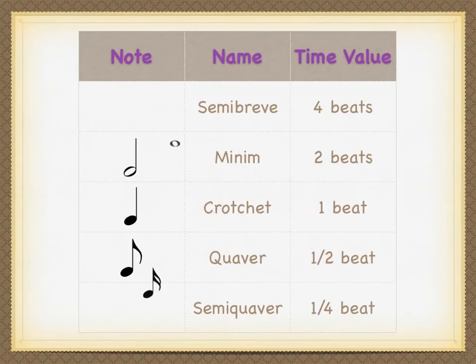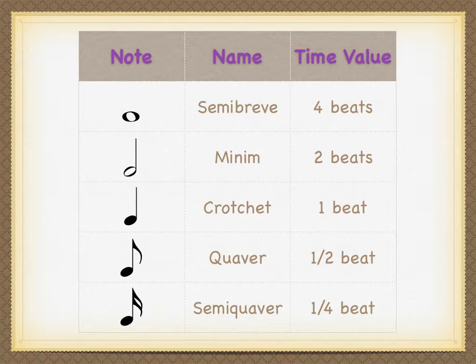In video 1 we learnt about the time values of the semibreve, minim, crotchet, quaver and semiquaver. You'll remember that we learnt that the semibreve is worth 4 beats, the minim is worth 2 beats, the crotchet is worth 1 beat, the quaver is worth half a beat, and the semiquaver is worth 1/4 of a beat.